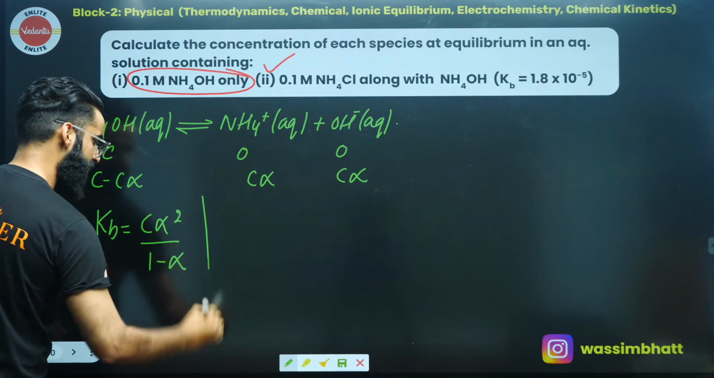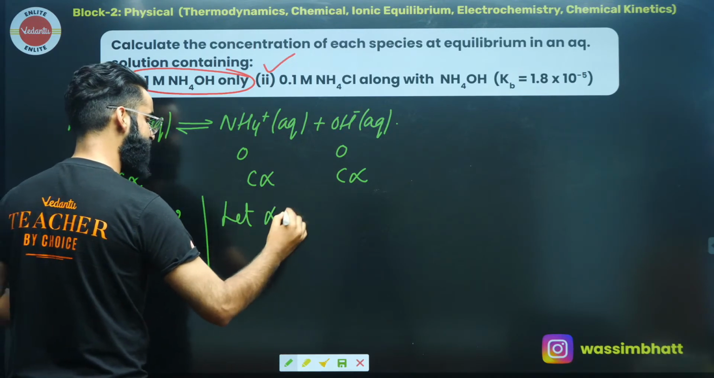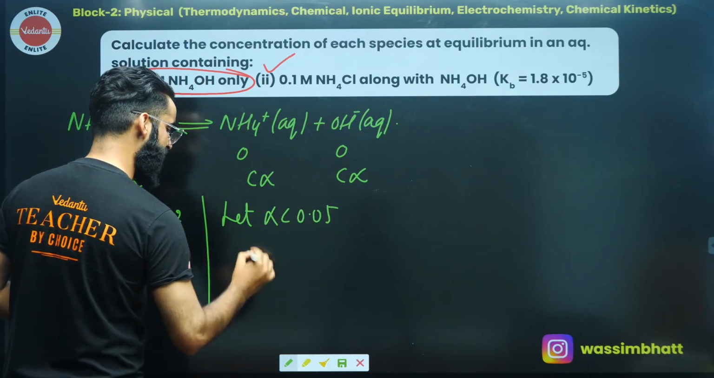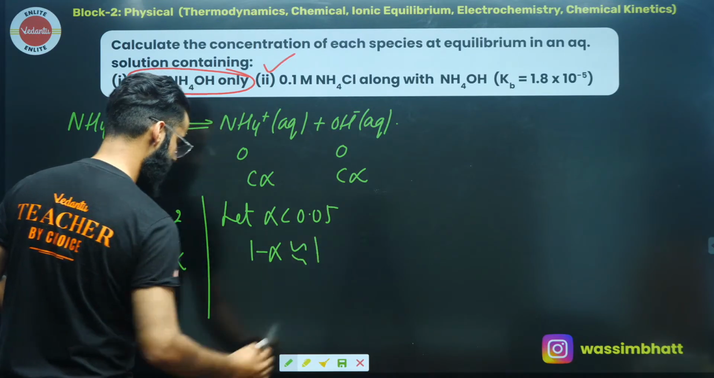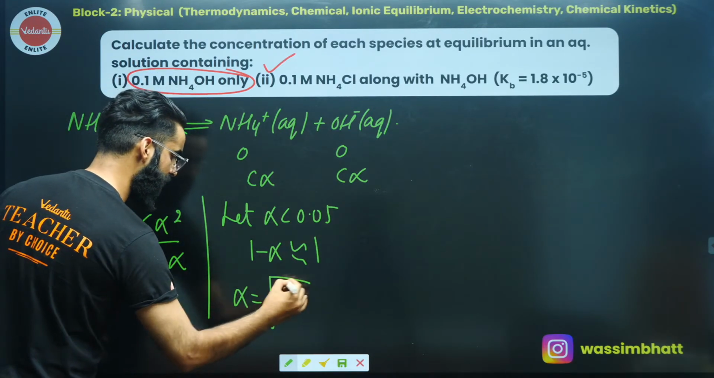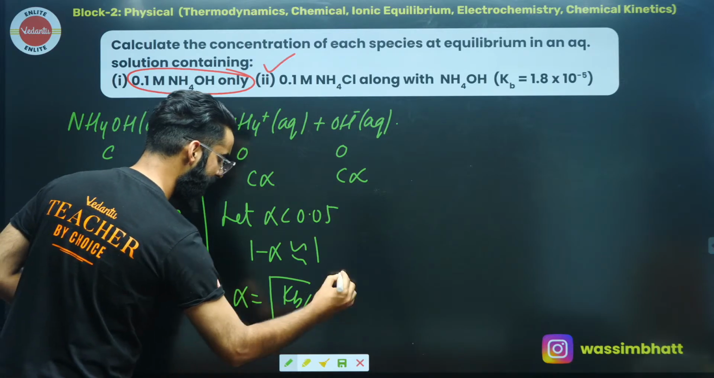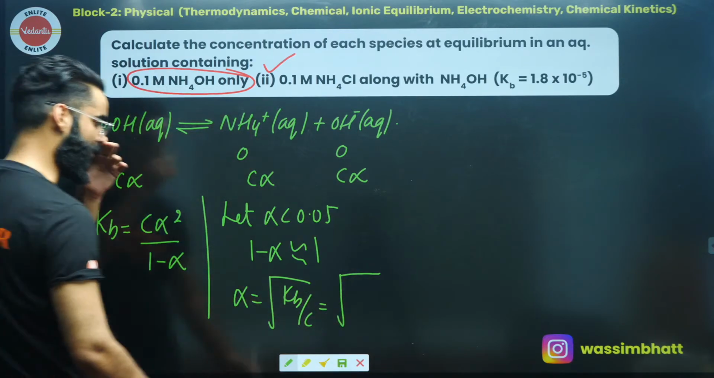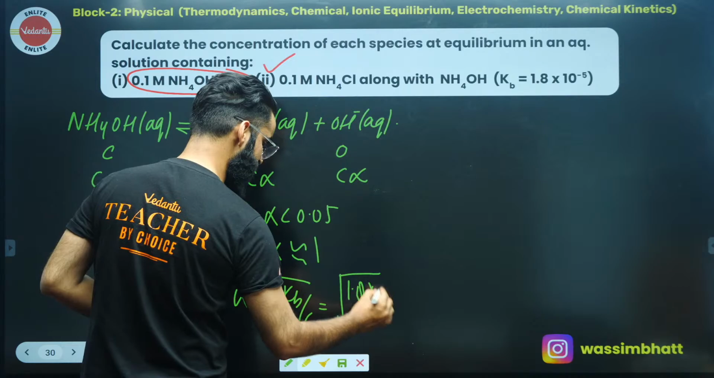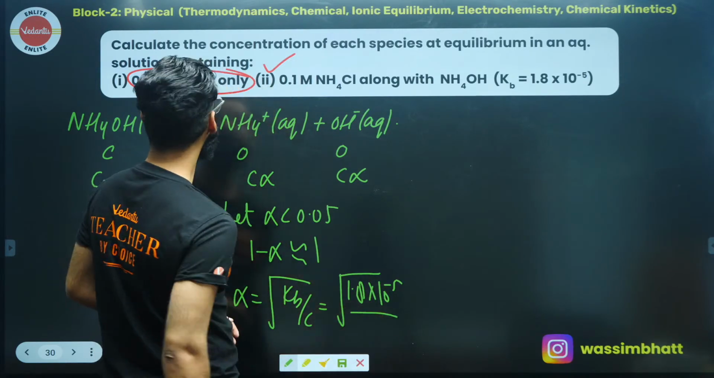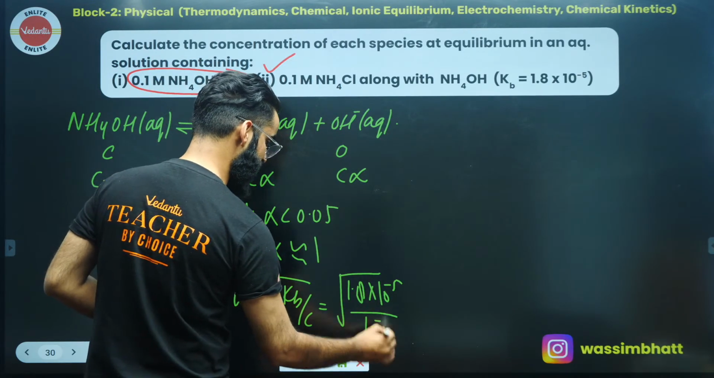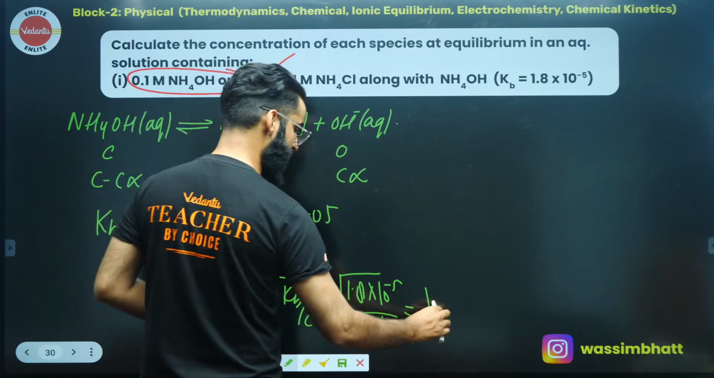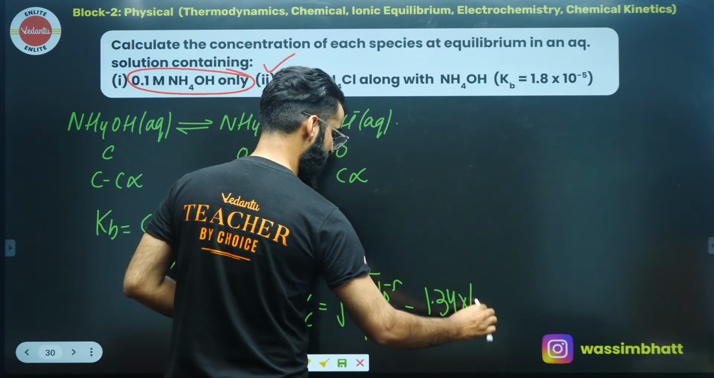Same things I'm doing. Now, assumption. Let alpha value be less than 0.05. At that point of time, 1 minus alpha can be written as 1. At that point of time, alpha is going to be under root of KB by C. Right? Under root of KB value is 1.8 into 10 raised power minus 5 divided by C. C value is 0.1, that means 10 raised power minus 1. Root of 1.8 comes out to be 1.34 into 10 raised power minus 2.